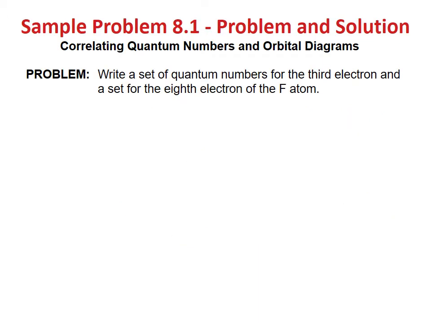Sample problem 8.1. Write a set of quantum numbers for the 3rd electron and a set for the 8th electron of the fluorine atom.